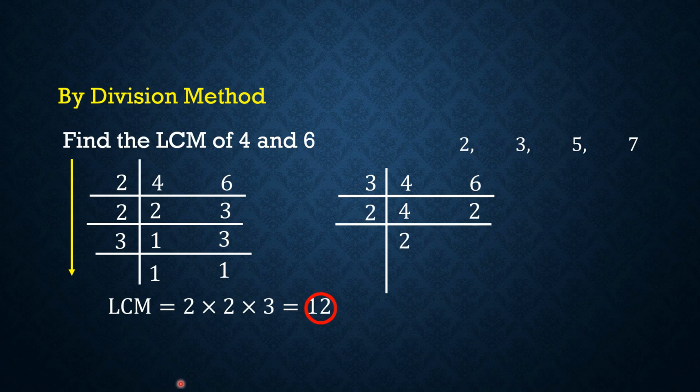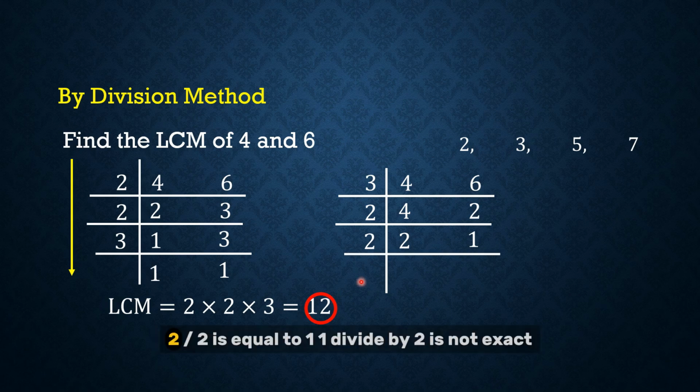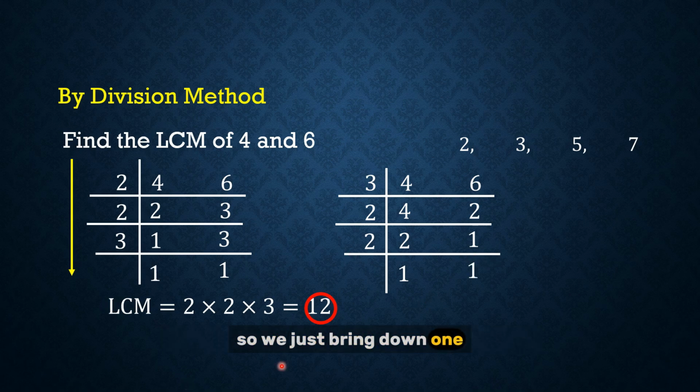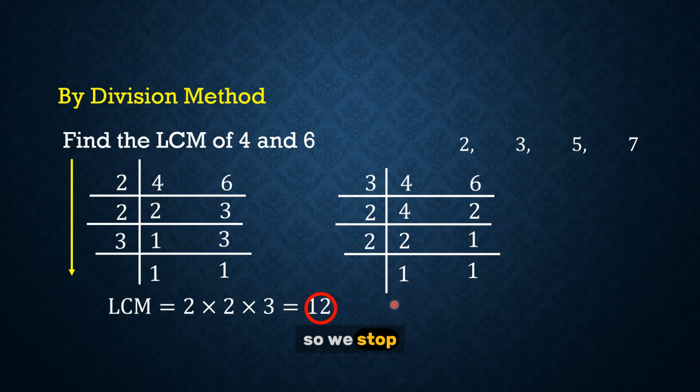4 divided by 2 is 2. 2 divided by 2 is 1. 2 is divisible by 2, so we can divide now by 2. 2 divided by 2 is equal to 1. 1 divided by 2 is not exact, so we just bring down 1. Each of these is less than the smallest prime number, so we stop.